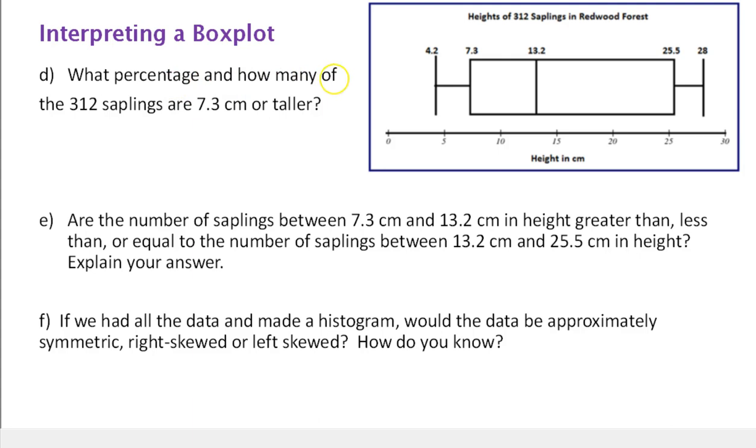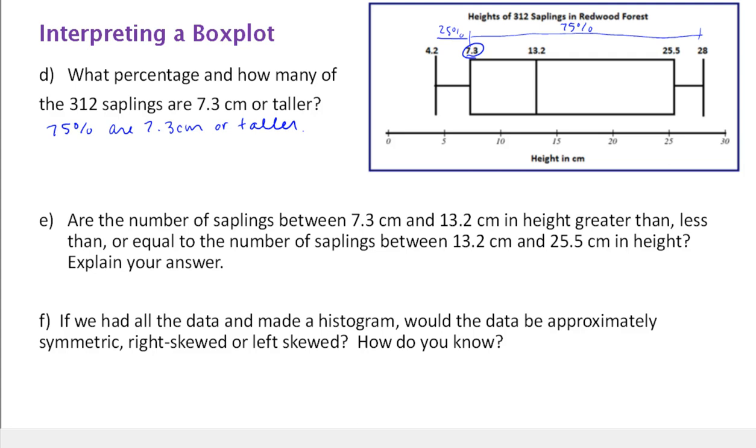What percentage and how many of the 312 saplings are 7.3 centimeters or taller? Okay, so here's 7.3. That's the first quartile, so 25% of the saplings' heights are to the left of that, or less than that, and 75% are to the right of that value. So 75% of the saplings are 7.3 centimeters or taller.